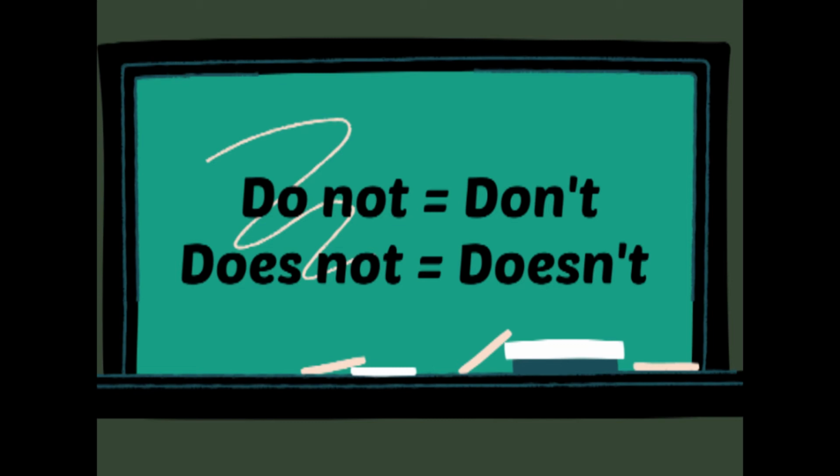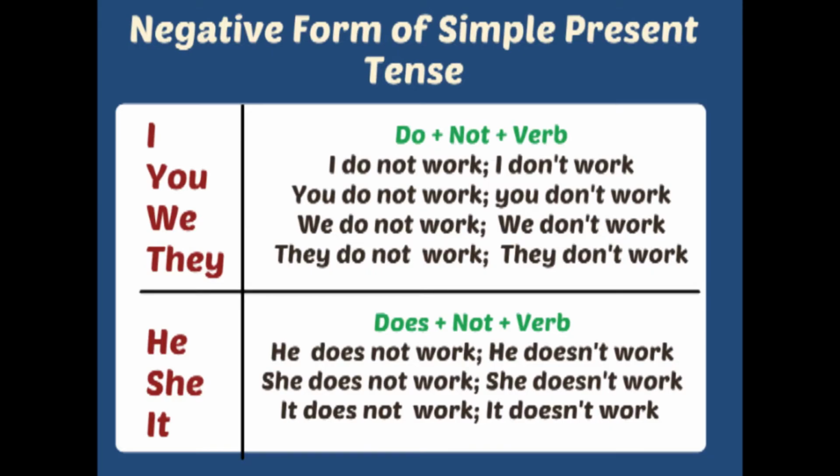Now look at the first one, how I am going to use it. I do not work, it's the full form. I don't work, that's the short form or contraction. Is that clear to you? So let's do it in the same way. I do not work, I don't work. We do not work, we don't work. You do not work, you don't work. They do not work, they don't work. Am I clear to you?